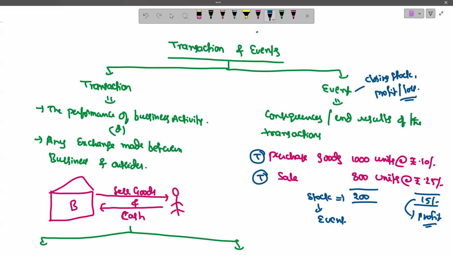In short, whatever items are mentioned in the trading and profit and loss account are covered under transactions, and those which are covered in the balance sheet are covered under event. Okay. So any exchange made between business and outsider is said to be a transaction, and the consequences or end result of the transaction is said to be what? Event. Okay. So thank you.